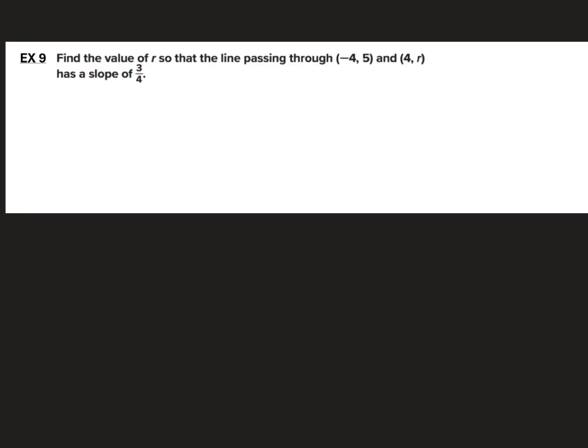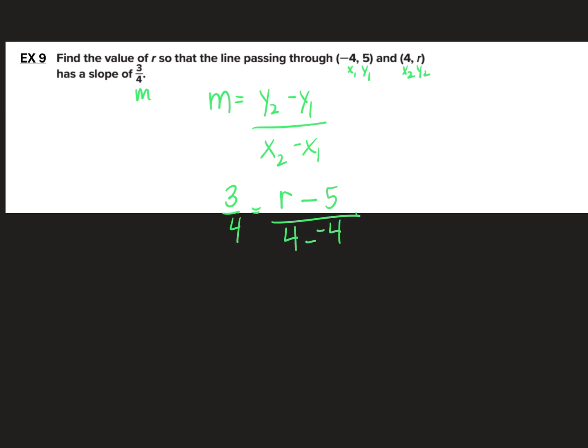For number 9, we're going to use this formula, m equals y sub 2 minus y sub 1 divided by x sub 2 minus x sub 1. I want you to remember this is x sub 1, this is y sub 1. This is x sub 2, this is y sub 2, and this is your slope. So 3/4 is going to equal r minus 5 over 4, that's x sub 2 minus x sub 1. Now let's work that out. So 3 over 4 equals r minus 5 over 8. Cross multiply, don't forget that. Remember you are doing these two, and then you're doing these two.